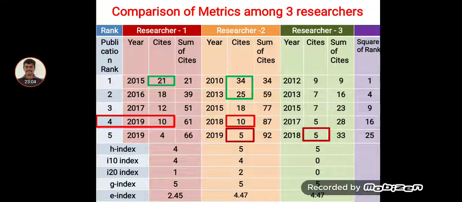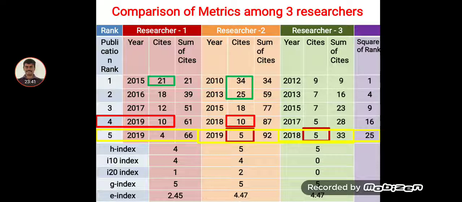Then we'll see about the G index. When you see the G index, the sum of cites has to be compared with the square of the ranking. Always remember, the sum of cites should be more than the square of the ranking. Here, for the first researcher, the sum of cites is 66 and the square of his ranking is 25, so his G index is 5. Whereas for the second researcher, the sum of cites is 92 and the square of ranking is 25, so his G index is also 5.